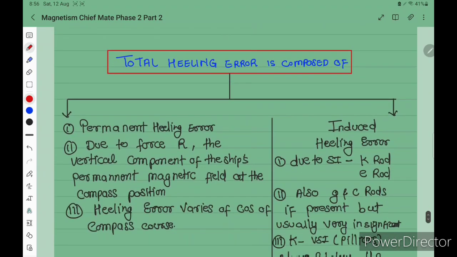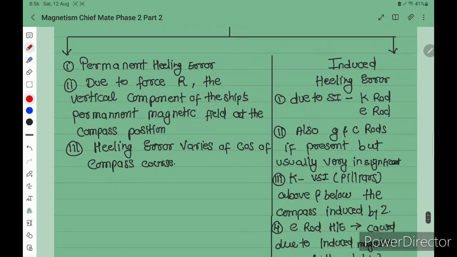Total heeling error is composed of permanent heeling error and induced heeling error. Permanent heeling error is due to force R, the vertical component of the ship's permanent magnetic field at the compass position. Heeling error varies as the cosine of compass course, whereas induced heeling error is due to soft iron: K rod and E rods. Also G and C rods are present but usually very insignificant.